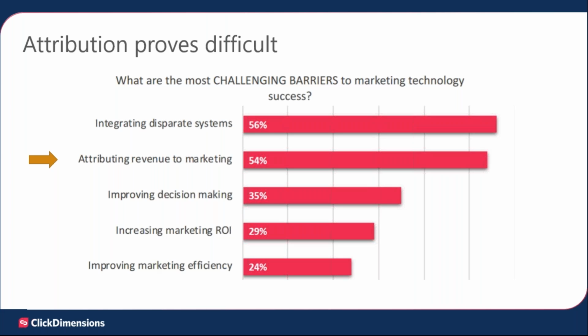Now, understanding that information is going to help us improve our decision making, help us increase our marketing ROI, and ultimately help us improve our marketing efficiency.